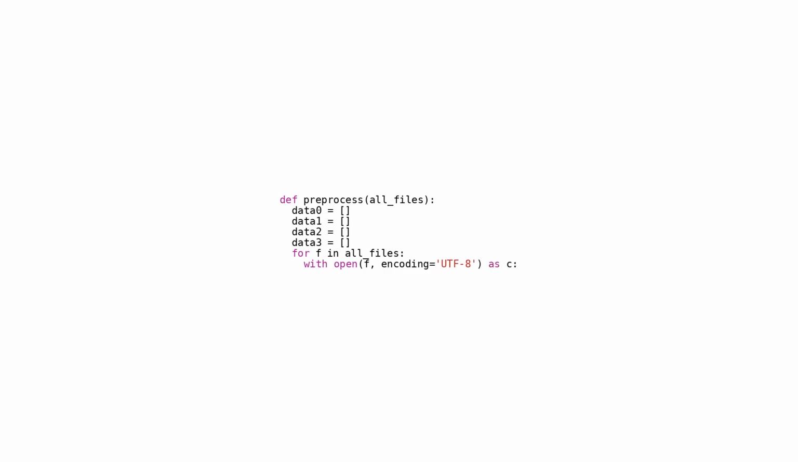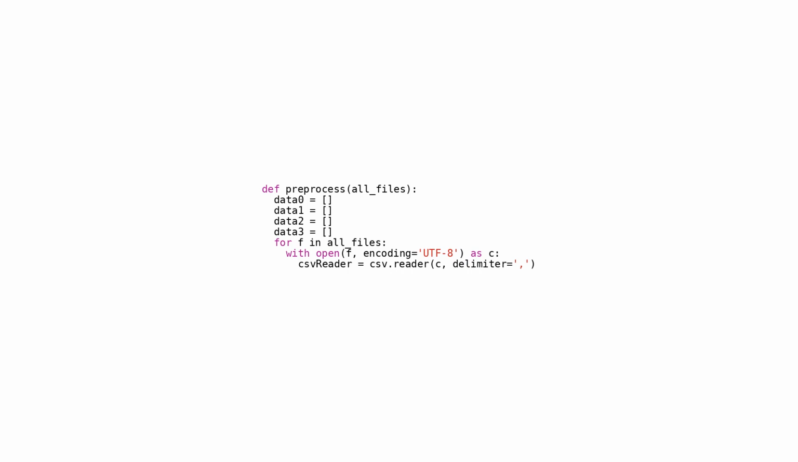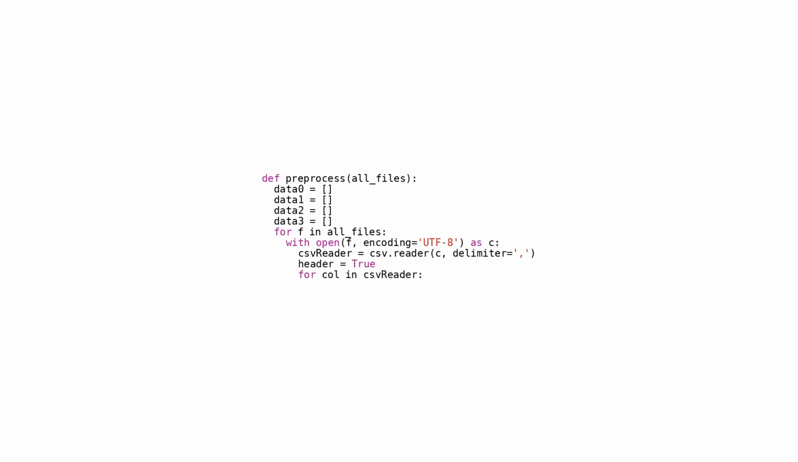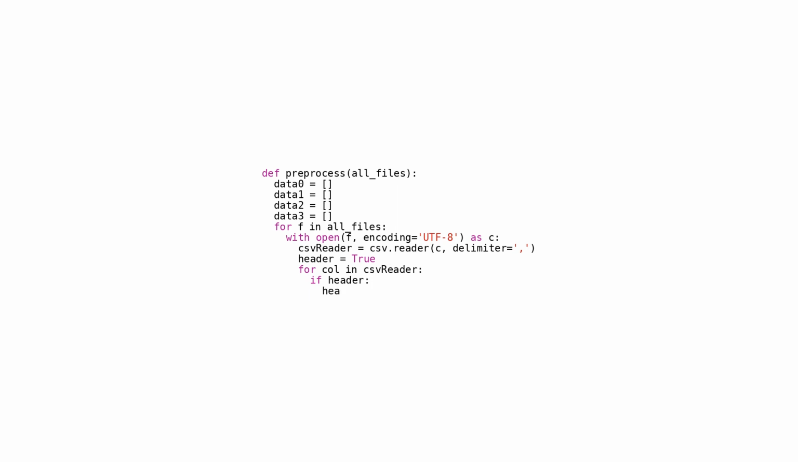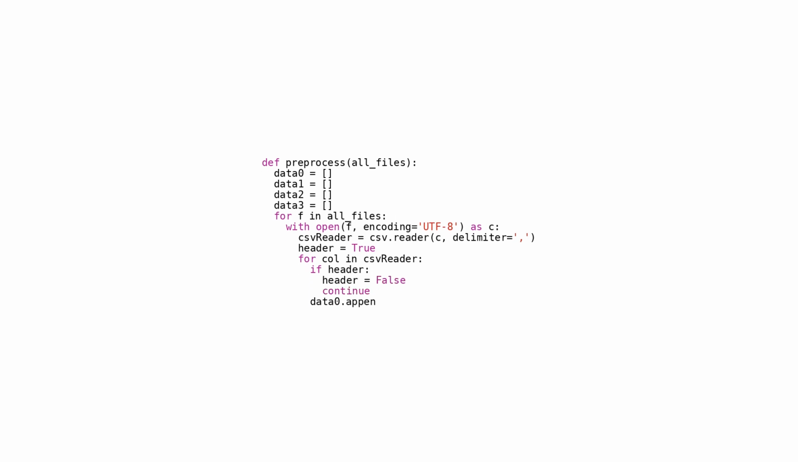The preprocess function processes data from a list of CSV files as follows. 1. It initializes lists data0, data1, data2, and data3 to store values from specific columns in the CSV files. 2. It loops through each file in the all_files list. 3. For each file, it reads the contents using the CSV module. 4. It skips the header row in each CSV file.